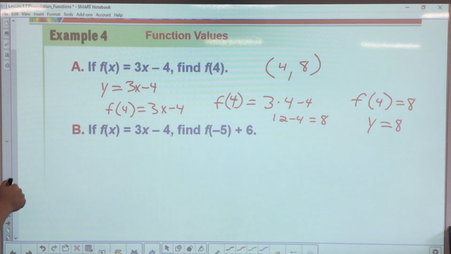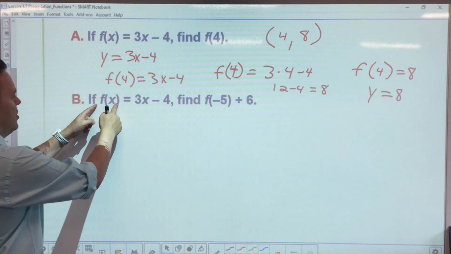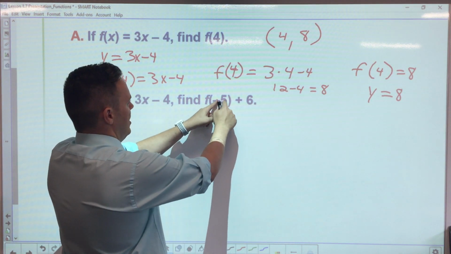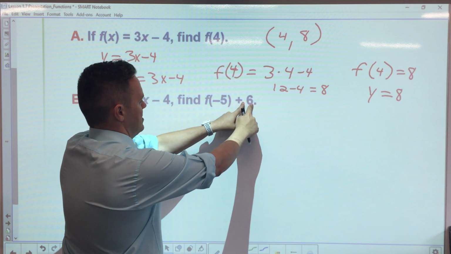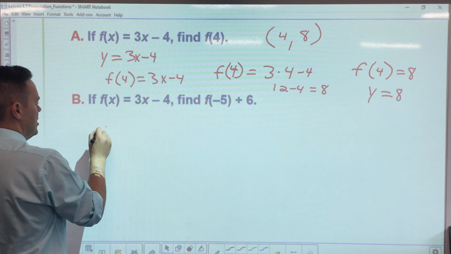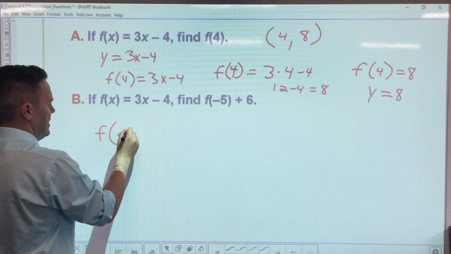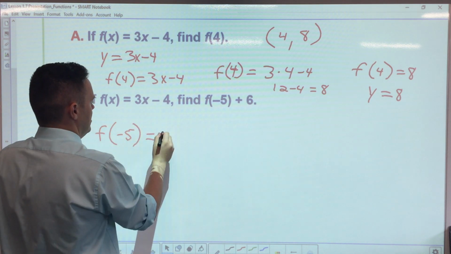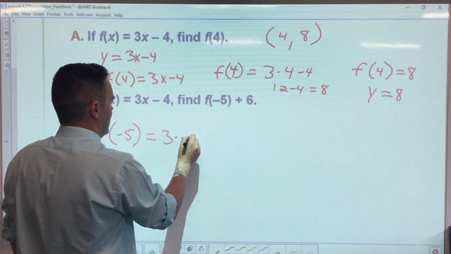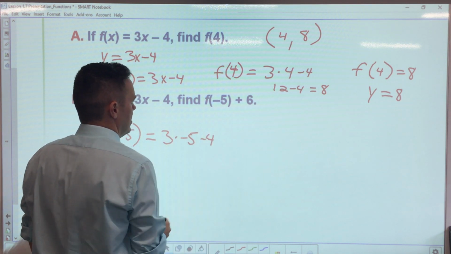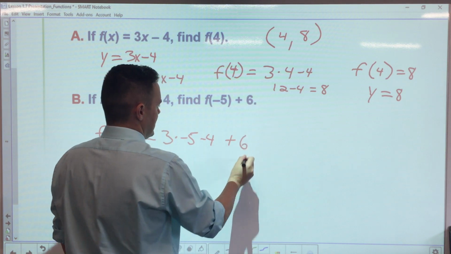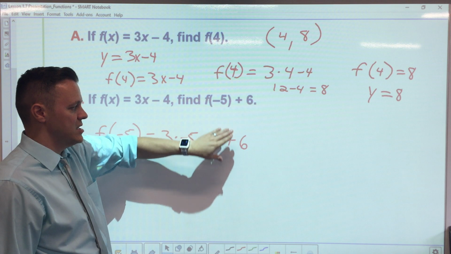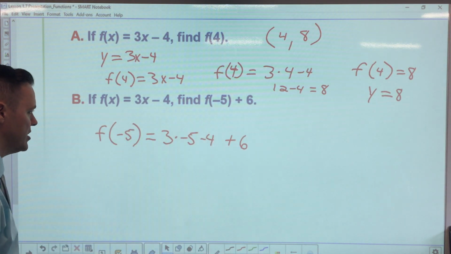So let's talk about this one. Remember, instead of trying to find what the y value is, we want to find the function of this, and then we want to add 6. All right, so let's write this out. f of -5 equals this function, which is 3 times -5 minus 4, plus 6. Okay, we're adding 6 at the end. We're taking the function, finding out what this number is, and then adding 6 to it.